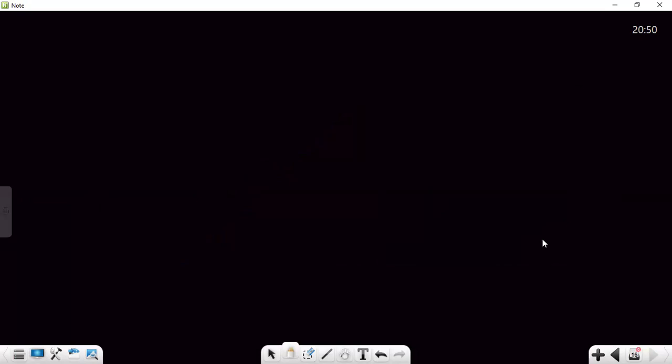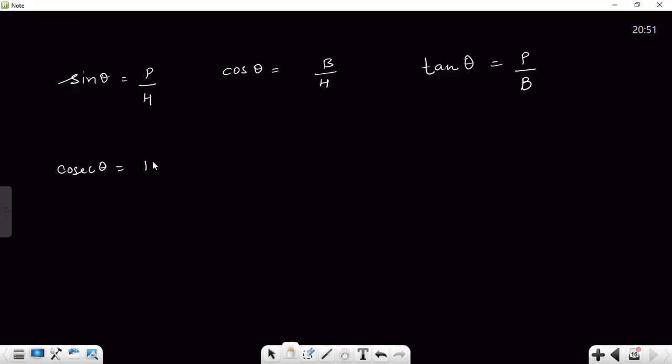Let me revise again. Sine theta is P by H. Cos theta is base by hypotenuse. Tangent of theta, that is tan theta, is perpendicular by base. There are others also. Cosec theta is just the multiplicative inverse of sine theta. Sec theta is the multiplicative inverse of cos theta. Cot theta is the multiplicative inverse of tan theta.